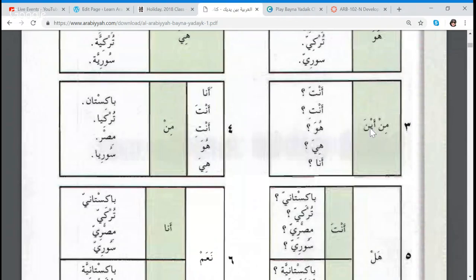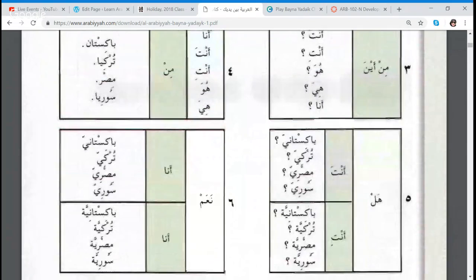That's when you're having a really tough day. Yeah. Okay, box number four. Start with Ana. Ana min Pakistan. Inta min Turkiya. Hua min Misr. Hia min Soria. Very good. Soria.